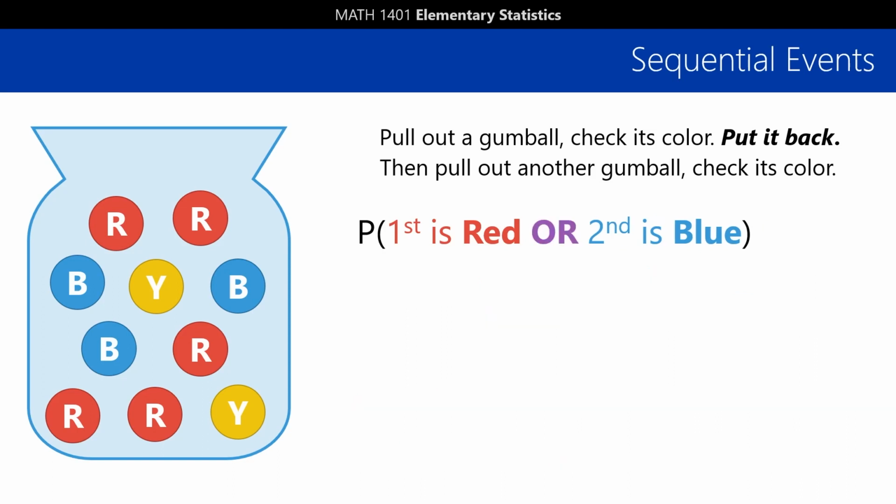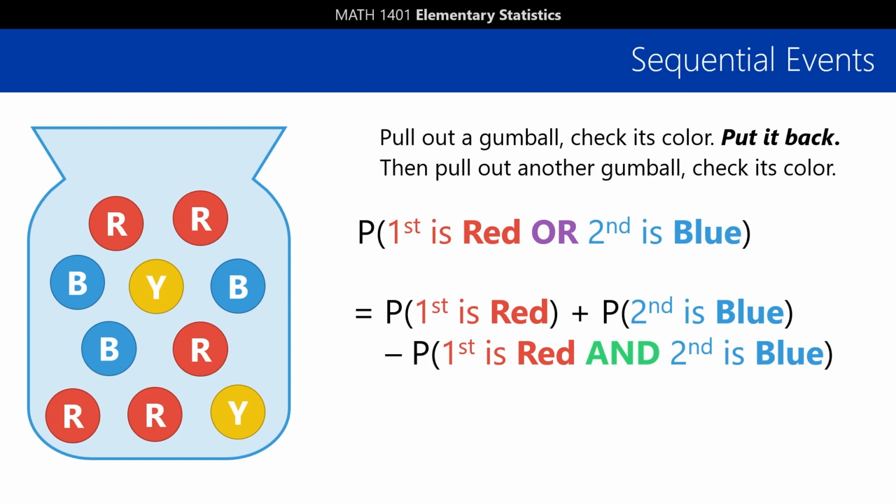Now, what if we'd asked the probability that the first gumball is red or the second is blue? In this case, we'd need to use our addition rule. Probability that the first is red plus probability that the second is blue, but then minus the probability that the first is red and the second is blue. That's to prevent overcounting. But since those two events are independent, when we get to that last AND part, all we need to do is multiply 0.5 and 0.3. And so we get that there's a probability of 0.65, 65%, that the first gumball is red or the second is blue.